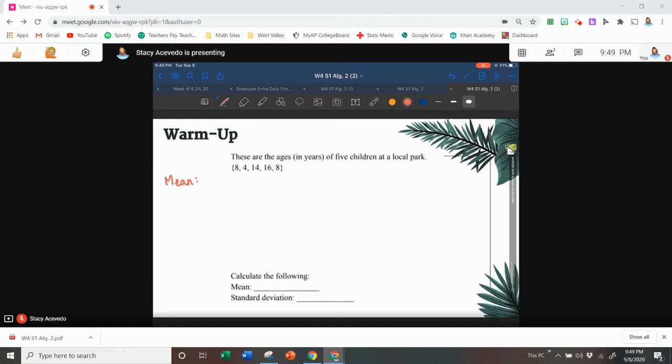So for the mean, we're going to take 8 plus 4 plus 14 plus 16 plus 8, divide it by how many values there are. There are 1, 2, 3, 4, 5 values in our data. Now you should get 50 out of 5, which equals 10. So our mean is 10.